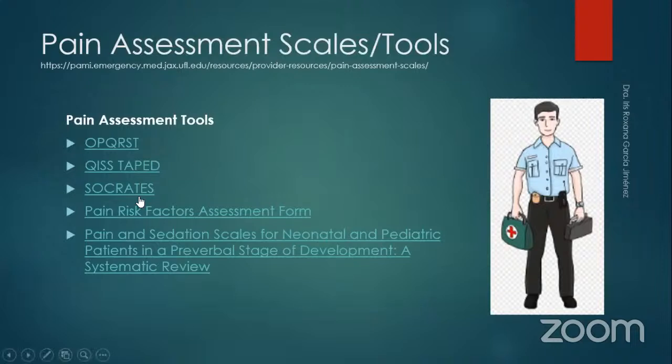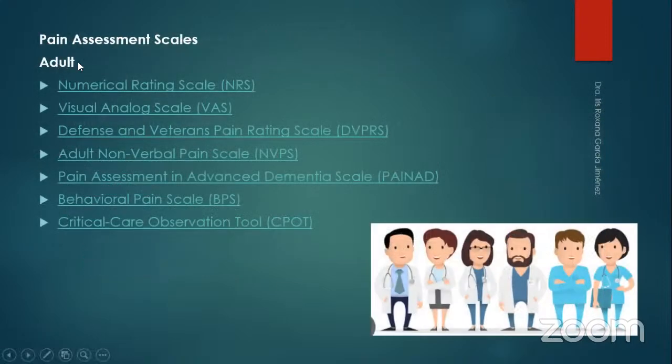We have to take into account that all of them have a specific objective for the pre-hospital attention, for patient pain and sedation scales for neonatal and pediatric patients, for example, in a preverbal stage of development. Moreover, we have the pain assessment scales in adults, the visual analog scale, as well as the one with the faces, but the rest of the ones are according to the situation.